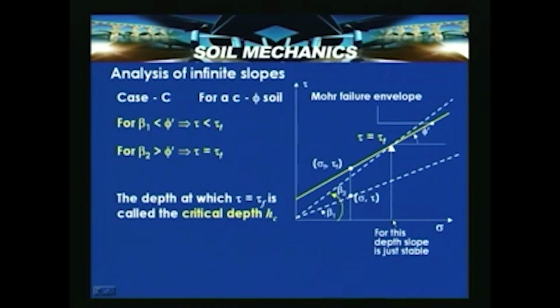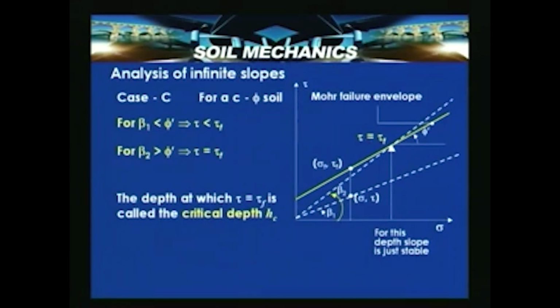For beta 2 greater than phi dash, at a certain depth the slope is just stable, where tau is equal to tau f. The depth at which tau is equal to tau f is called the critical depth Hc. In the previous slide we have calculated this. This is the depth we are referring to, beyond which the failure would have already occurred.